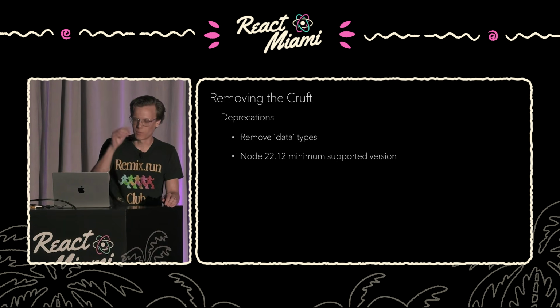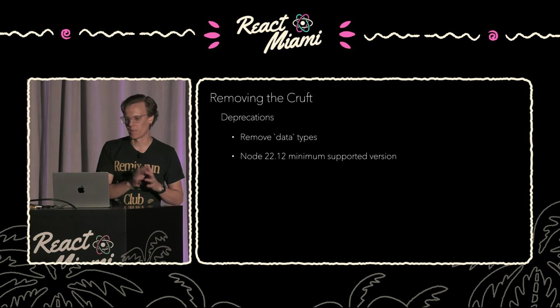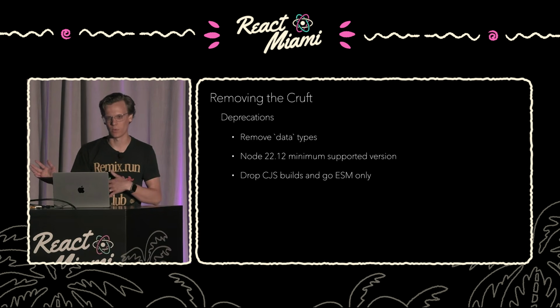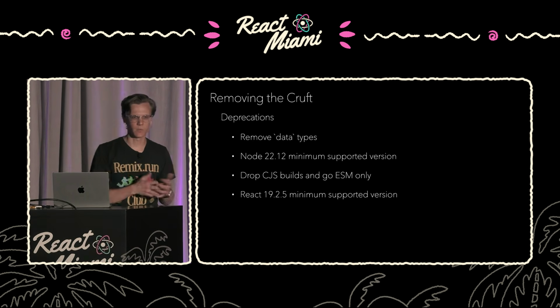We are making Node 22 the minimum version. We always take the LTS version of Node and we make that the minimum. That point 12 is very important because that allows us to drop CJS builds and go ESM only and keep moving the ecosystem forward. We're also making React 19 the minimum version going forward, and React Router 8, again, just moving everything forward. This helps us.